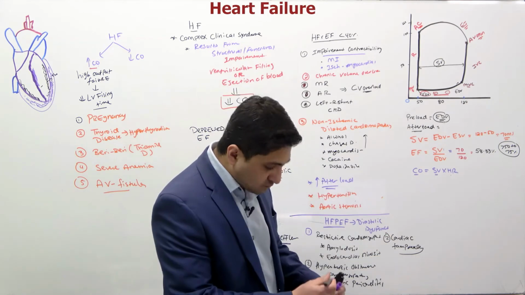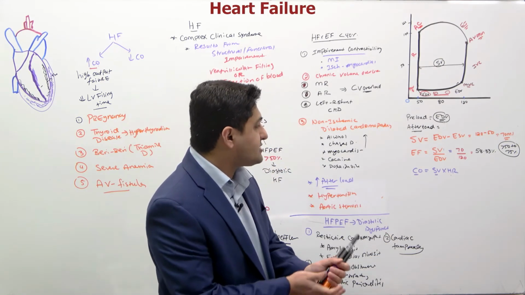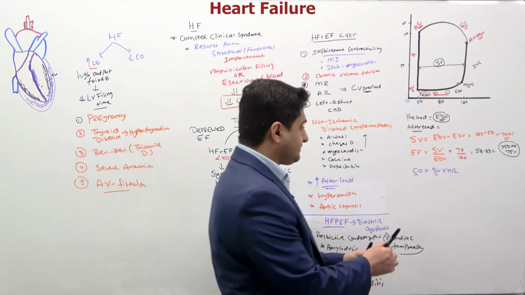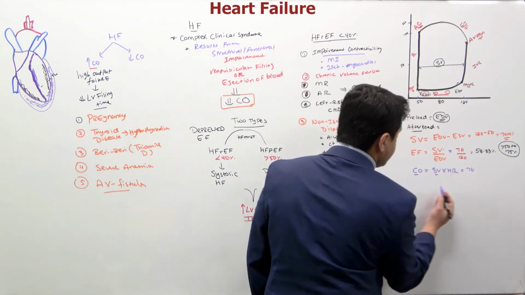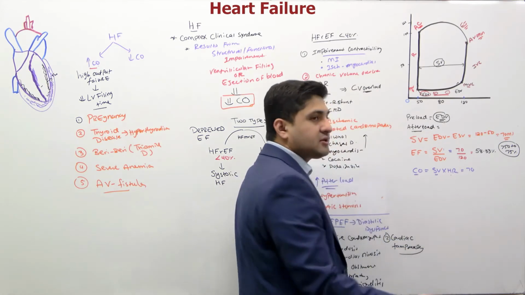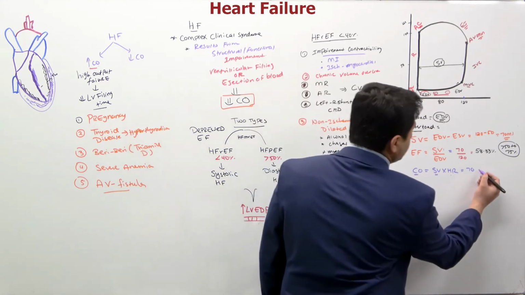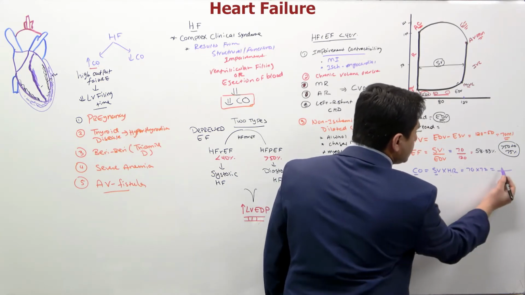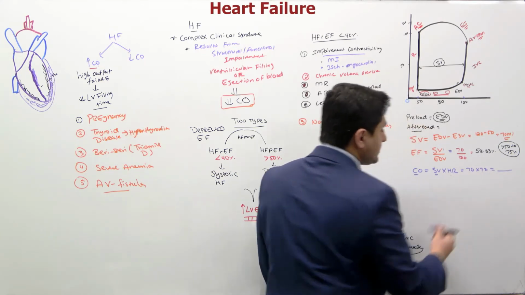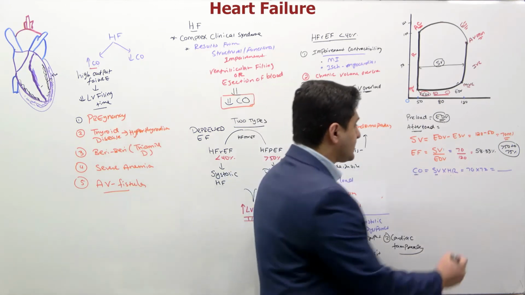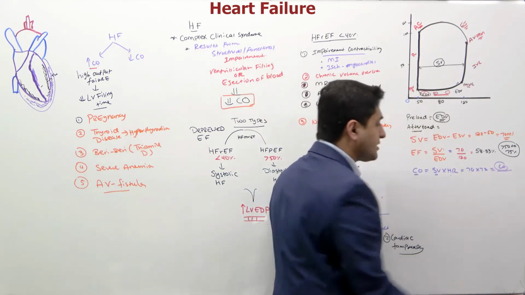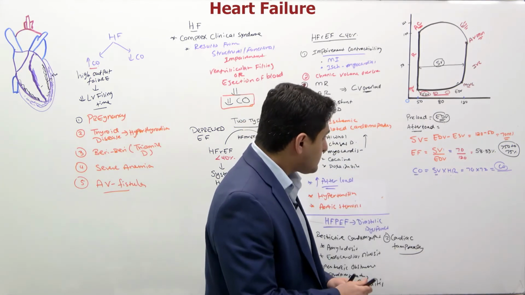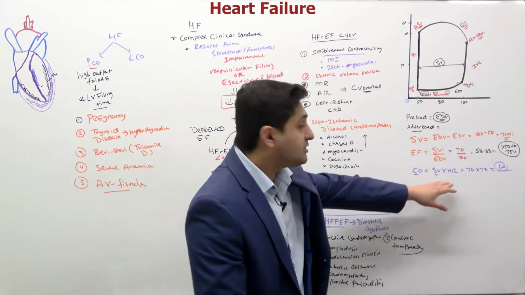For cardiac output, for example, if your stroke volume is 70 and your heart rate is 72 beats per minute, if you multiply these together, this is what gives you your cardiac output. Whatever number comes out, you can do the math, and that would be a normal cardiac output within the physiological limits.